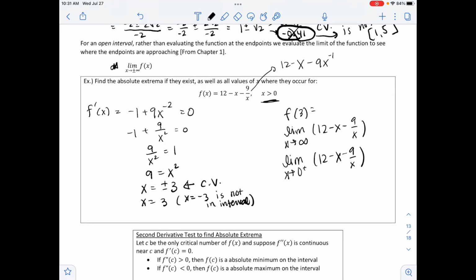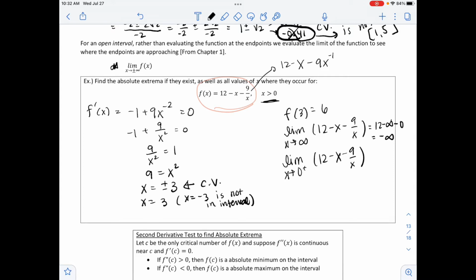So the first one that we have is f of 3. And finding f of 3, substituting this into our function, which is given to us up above, we get a value of 6. And then evaluating the limit as x approaches infinity of 12 minus x minus 9 over x, we get 12 minus infinity minus 9 over infinity, or just 0. So this works out to be negative infinity.